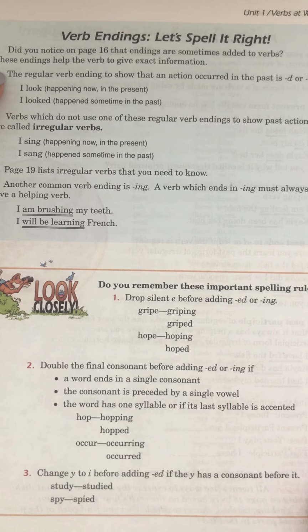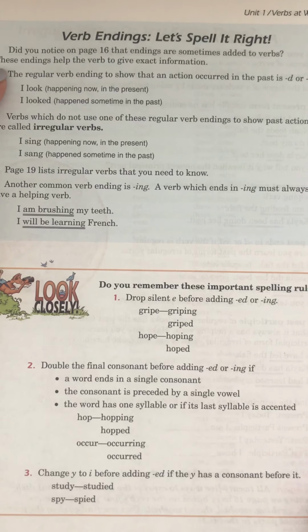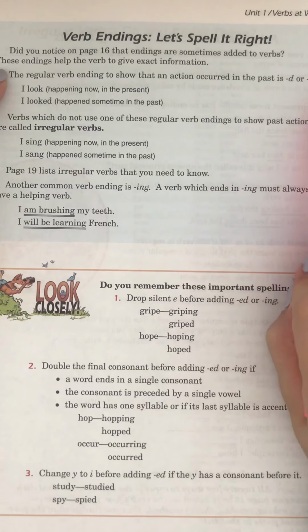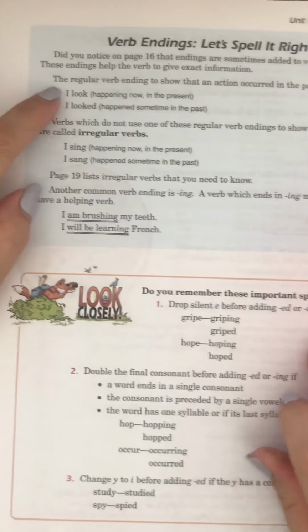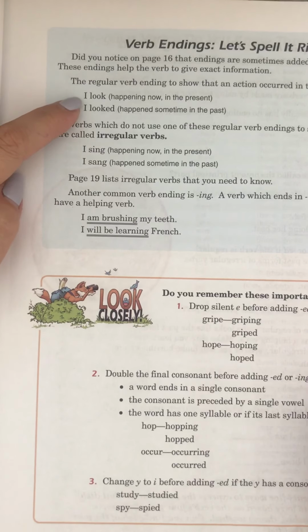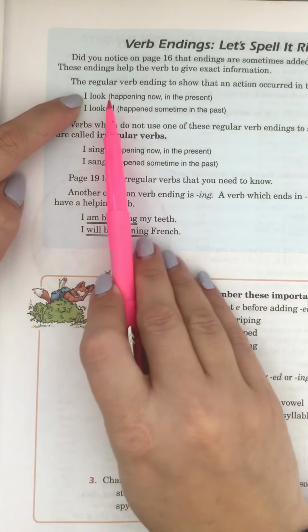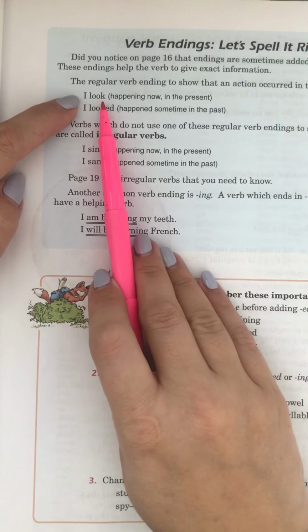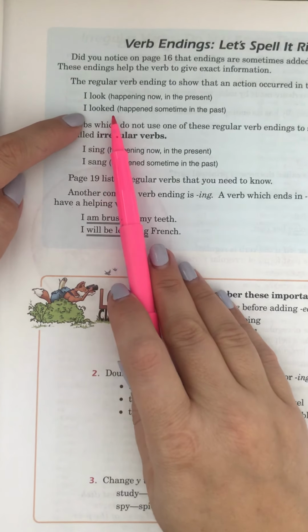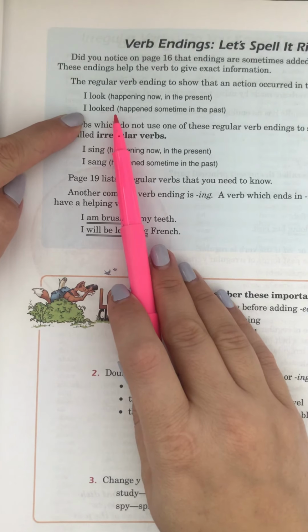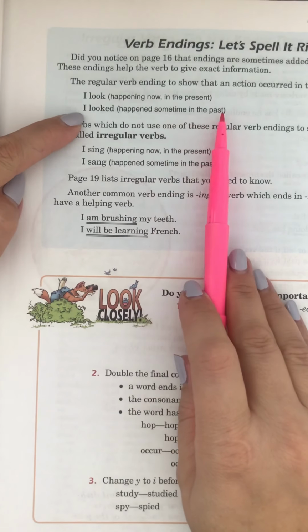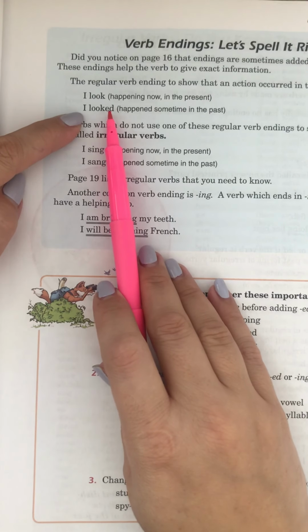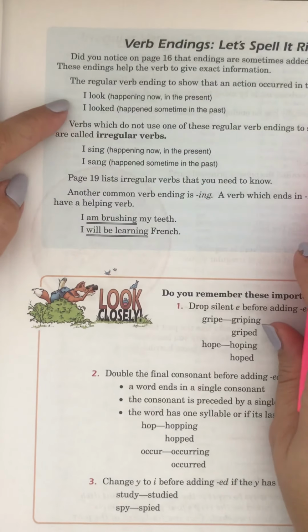The regular verb ending to show that an action occurred in the past is D or ED. Here's an example. I look, that means happening now in the present. I looked, with an ED at the end, happened sometime in the past. Notice how they add ED, not just D.